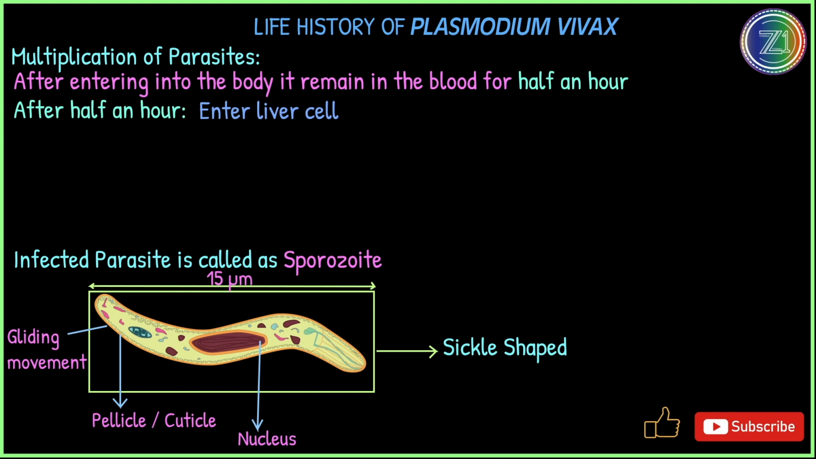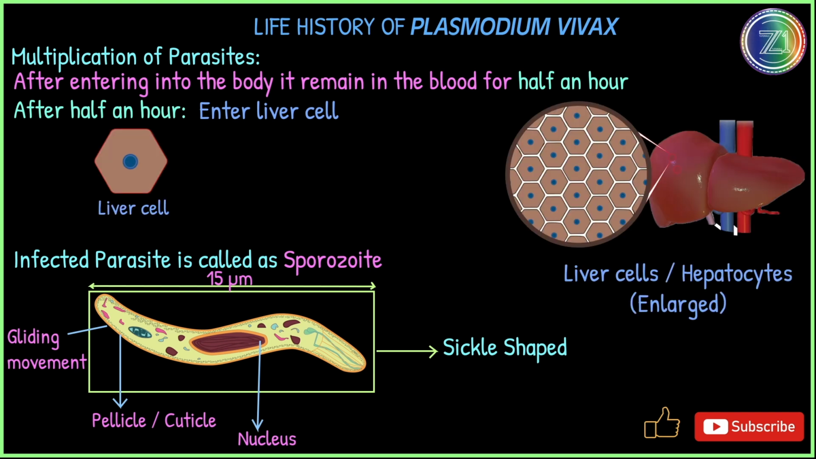So how do the liver cells look? We all know that they are hexagonal in shape, right? They are made of hepatocytes. Now, each sporozoite, because there are going to be n number of sporozoites, these sporozoites are entering into the liver cells.